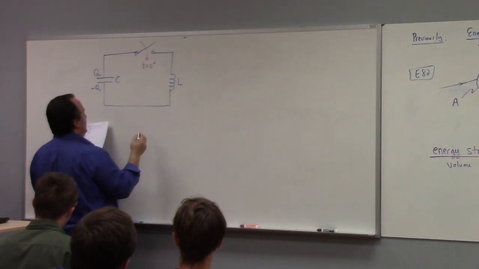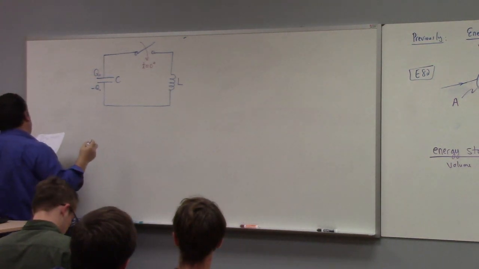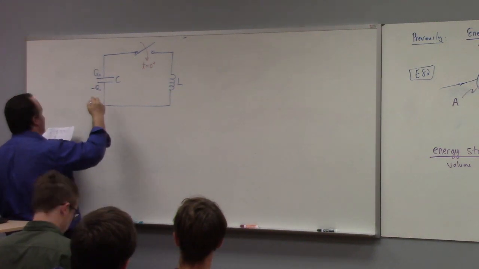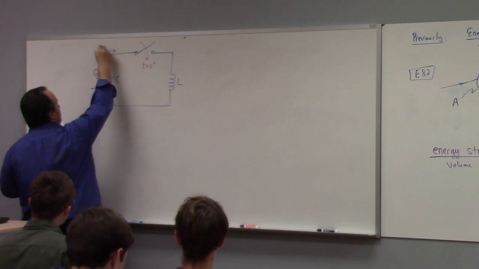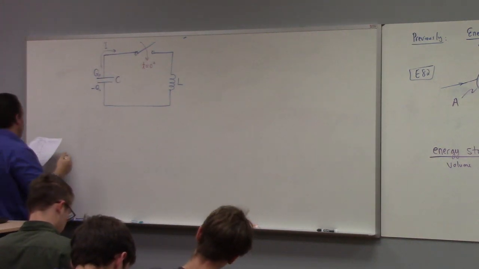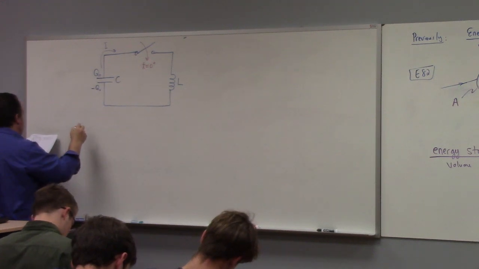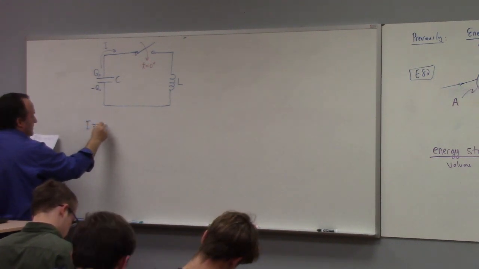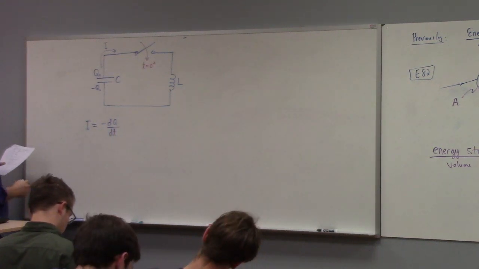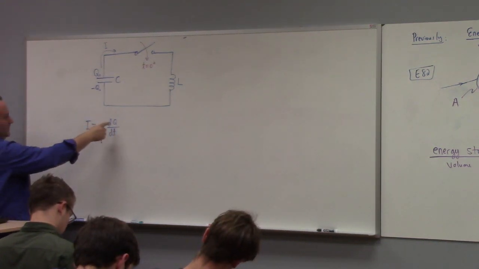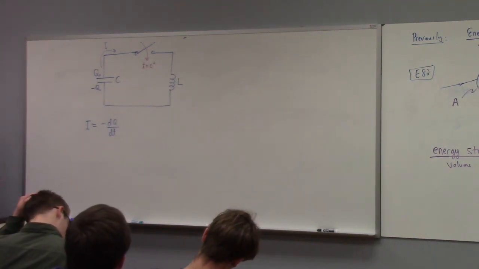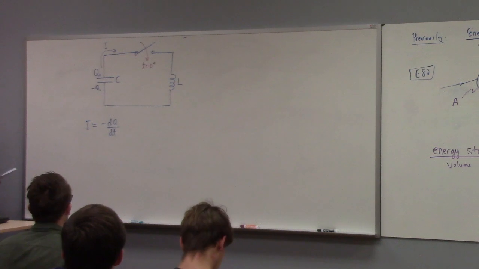Oh man, I drew my picture backwards. My notes, I'll deal with it, it's okay. I've got to be careful not to mess up my picture. So I goes this way in my picture. So here we go. I is equal to minus dQ/dt. The reason for that is we're talking about the charge on the capacitor, so as the current flows, the capacitor's charge decreases.